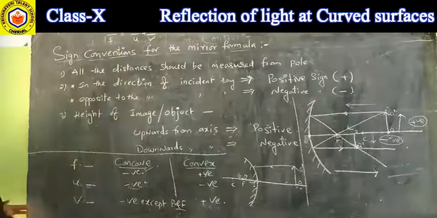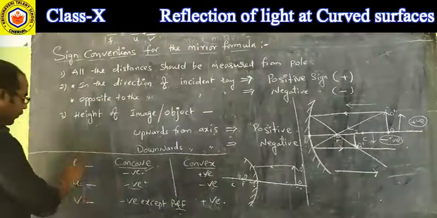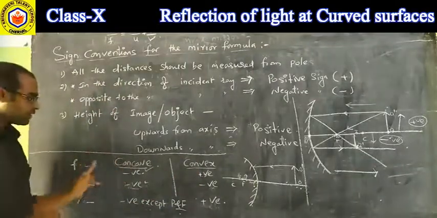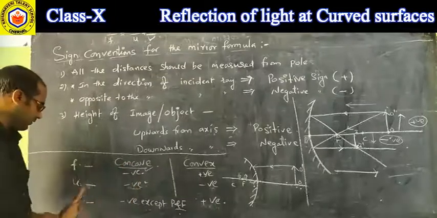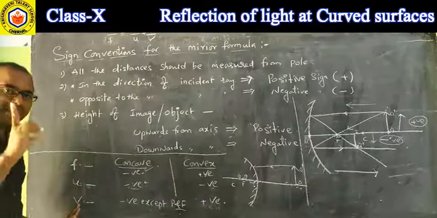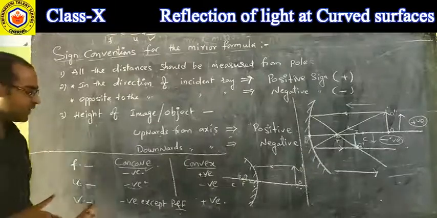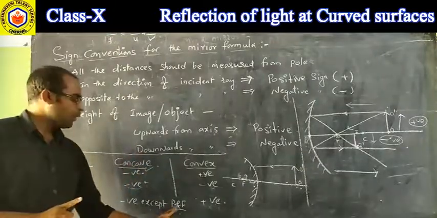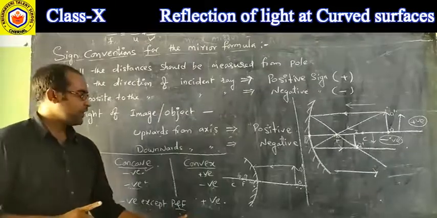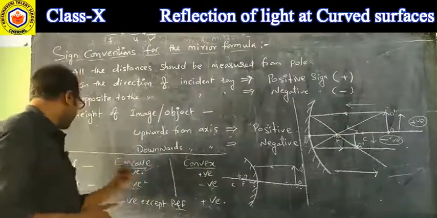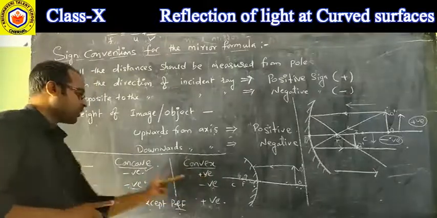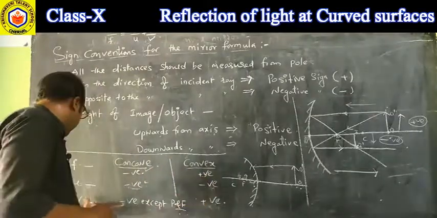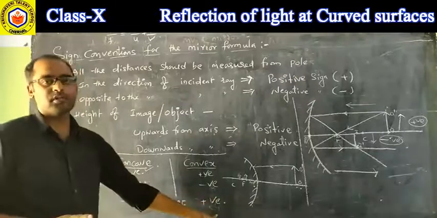Let's see one more time. For a concave mirror, the focal length is always negative, the object distance is always negative, and the image distance is always negative, except one case. What is that case? When the object is placed between the pole and the focus. Next, for a convex mirror, the focal length is always positive, the object distance always negative, and the image distance always positive.